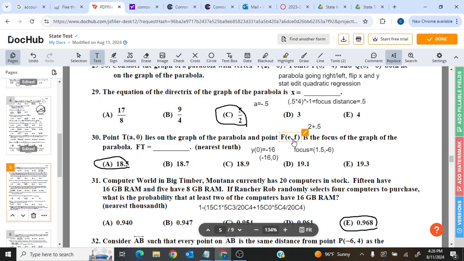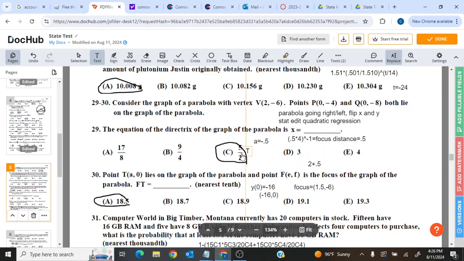The point (0, a), remember to flip this, lies on the graph of the parabola, and the point (e, f) is the focus of the graph. What is the length of FT? Well, the directrix increased the x value by 0.5, which means the focus must decrease the x value by 0.5, because that's kind of how directrix and focuses work. They go the same distance in opposite directions. So your focus is going to be at the point (3/2, -6).